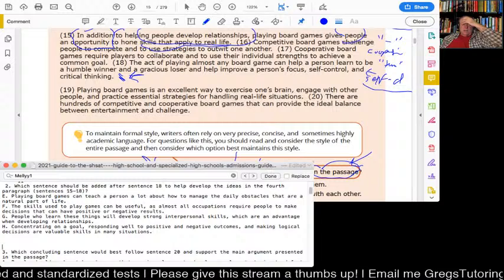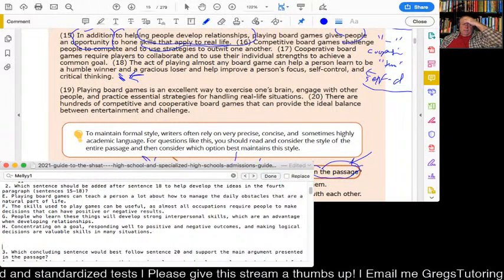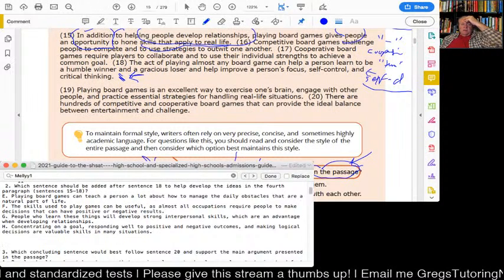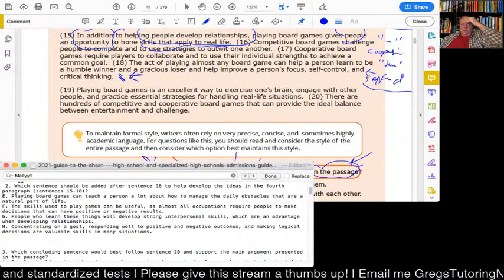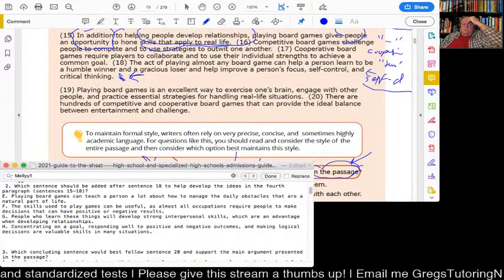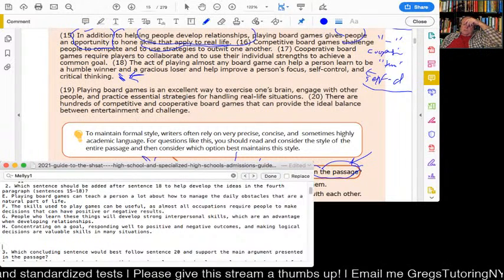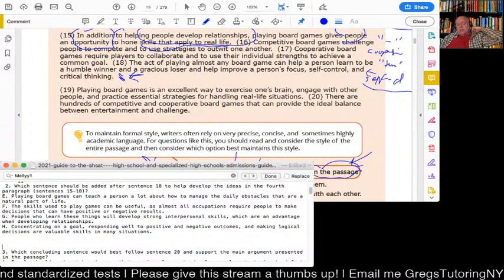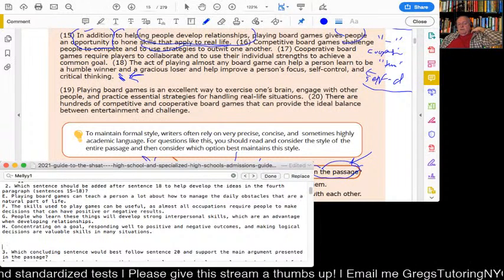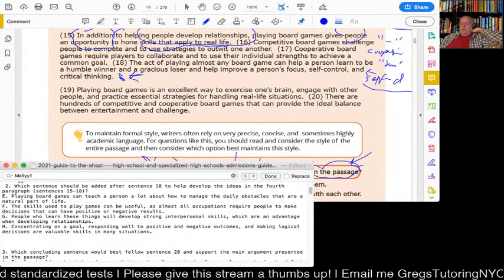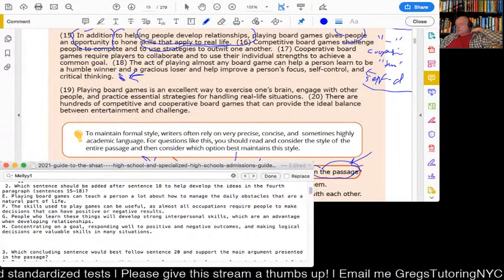So let's kind of rip it apart. Playing board games can teach a person a lot about how to manage the daily obstacles that are a natural part of life. Okay, so that is certainly sentence number 15. So from that perspective, let's keep E as a choice. It kind of doesn't seem to encompass the whole thing, but if it's the best answer of them all, then it's one we should keep in. But to be honest, E seems weak just at the get-go.